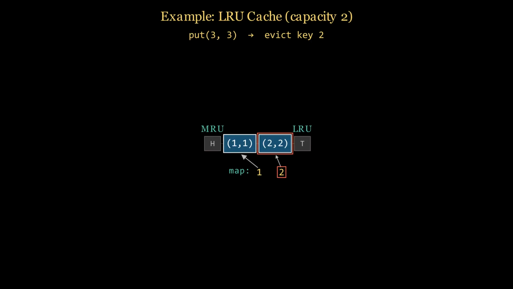Put 3,3. The cache is full. We evict the least recently used entry, key 2. We remove its node from the list and remove key 2 from the map, then add the new node for key 3 at the head.